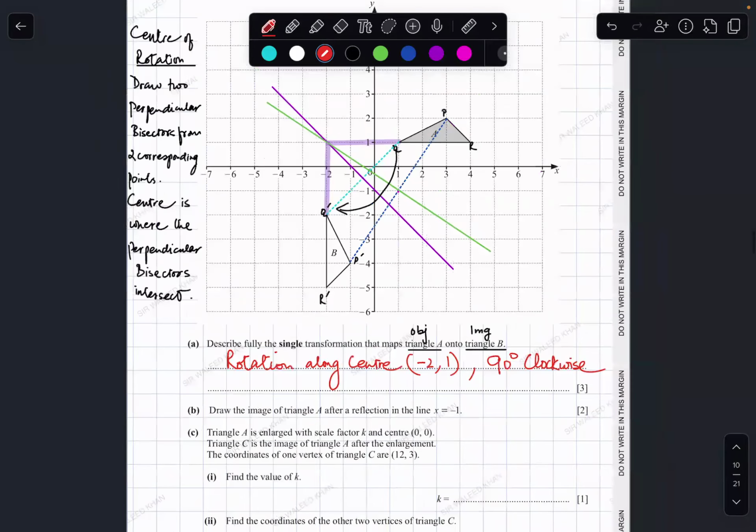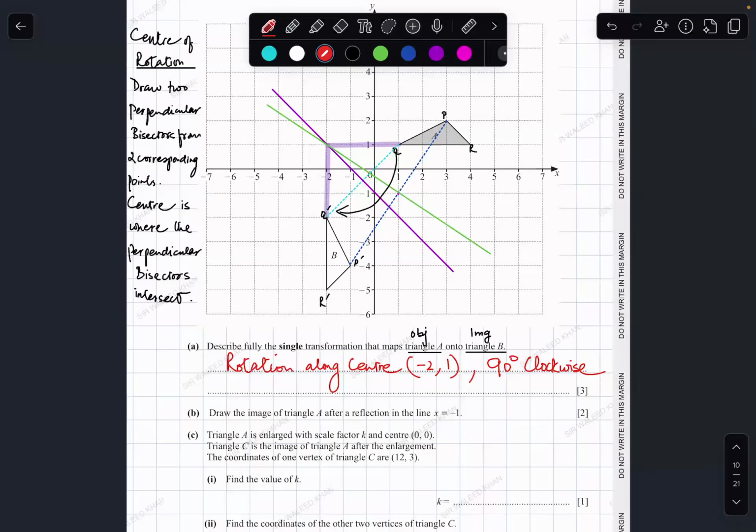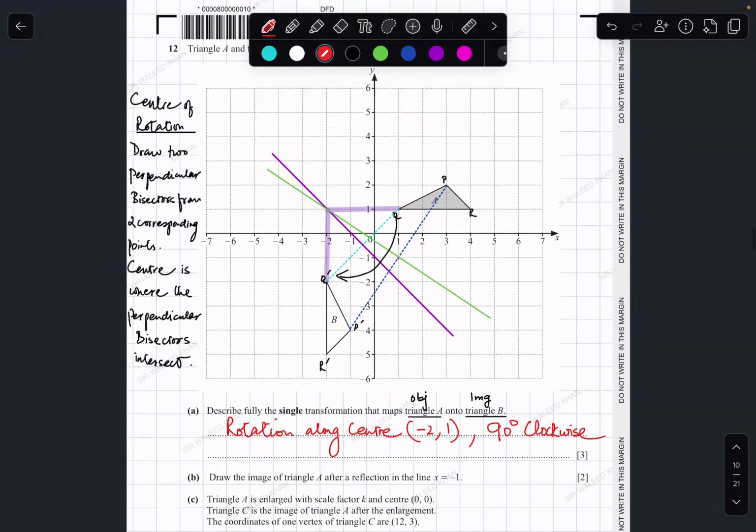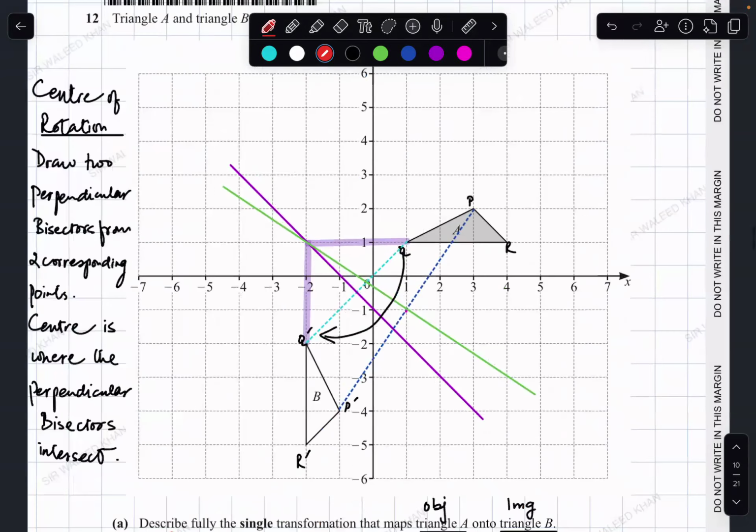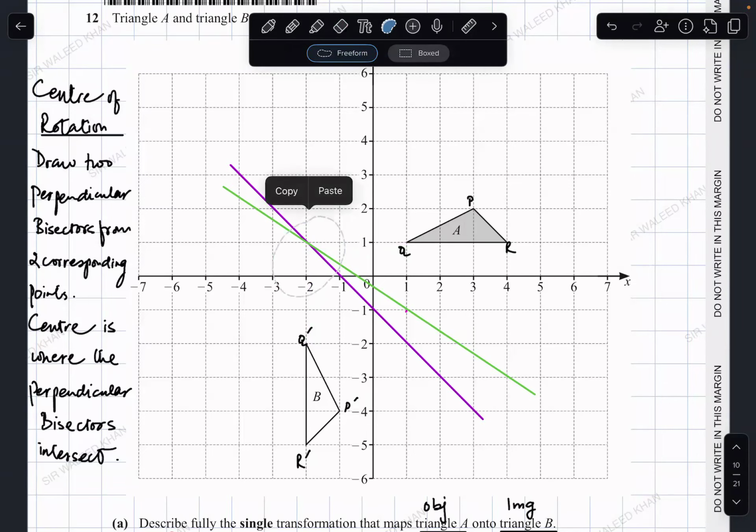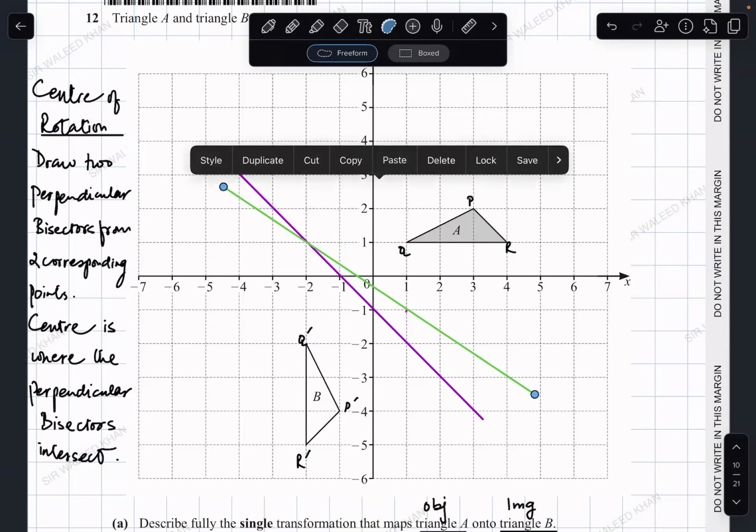Now, B part, draw the image of triangle A after reflection in the line x is equal to -1. So let me, it's a lot over here. Whenever you do a question like this, you can always get rid of this. ये देखो, ये भी मैं erase कर सकता हूँ, ये भी erase कर सकता हूँ. Even if you want to get rid of the perpendicular lines, you should just know कि कहाँ पे हमारा center lie करता है. The rest you can get rid of. So just for the sake, I will keep them.